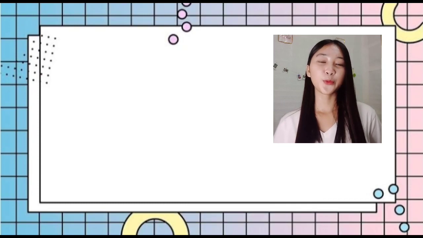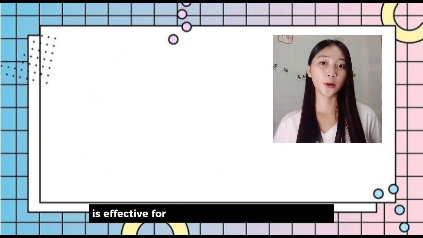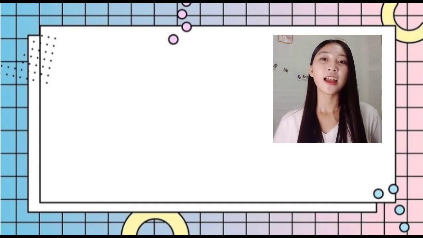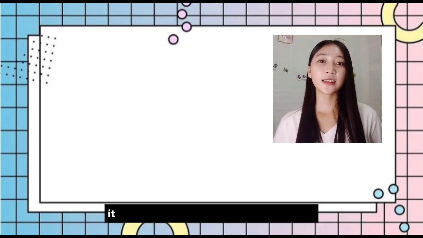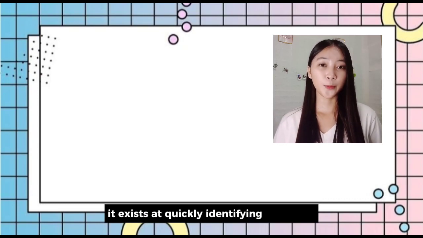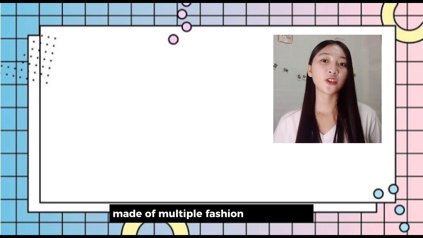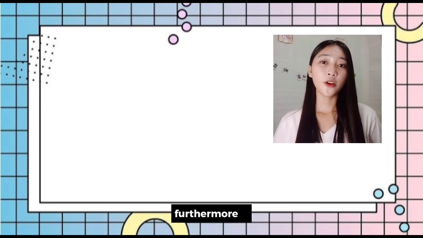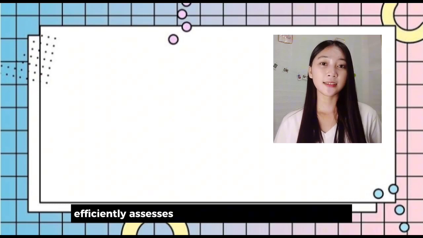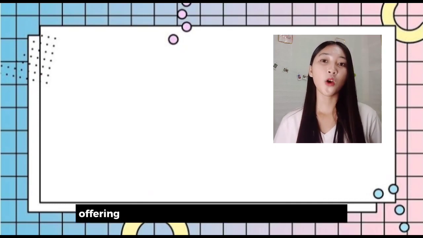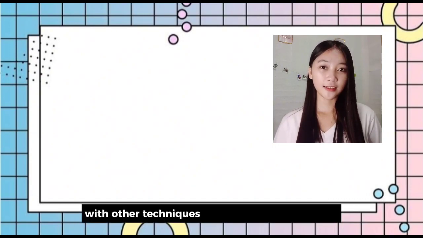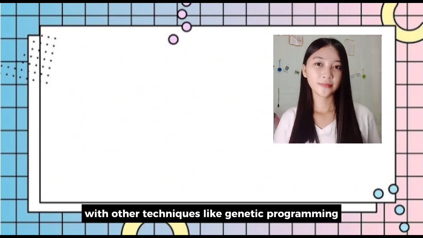Algorithm strength. Brute force search is effective for exploring large solution spaces and finding solutions, as illustrated by Katia. It excels at quickly identifying programs made of multiple function applications, even when using a versatile library. Furthermore, it efficiently assesses the number of possible functions that match a given type, offering baseline performance data for comparison with other techniques like genetic programming.